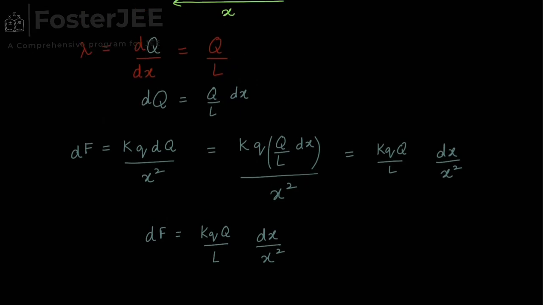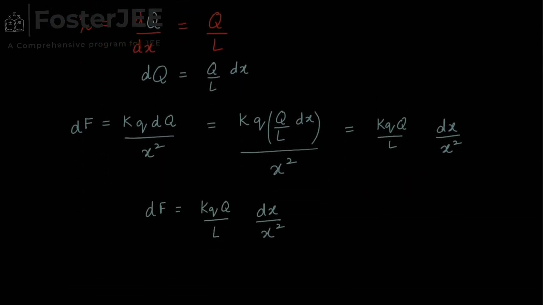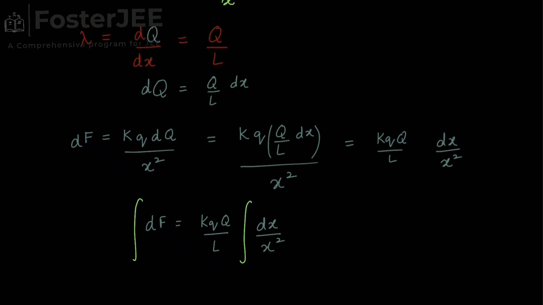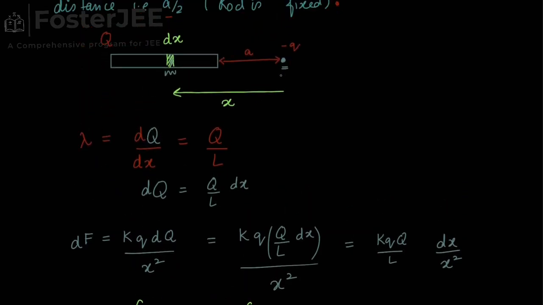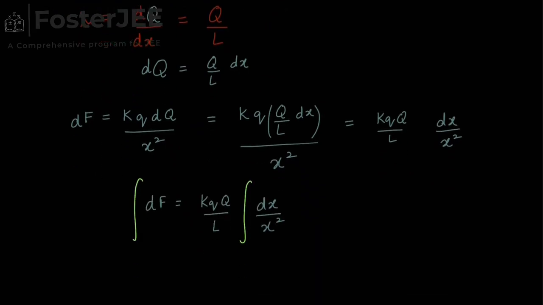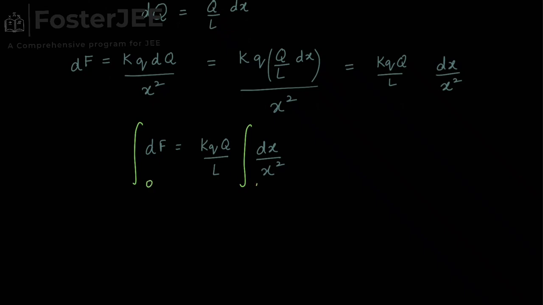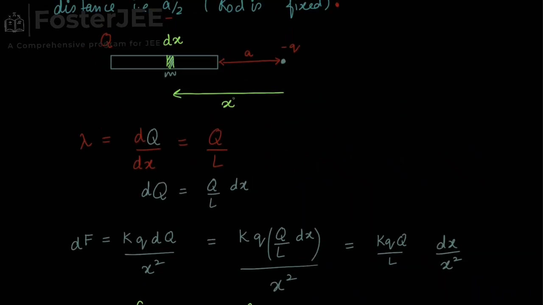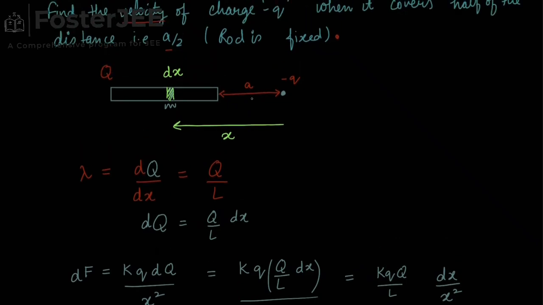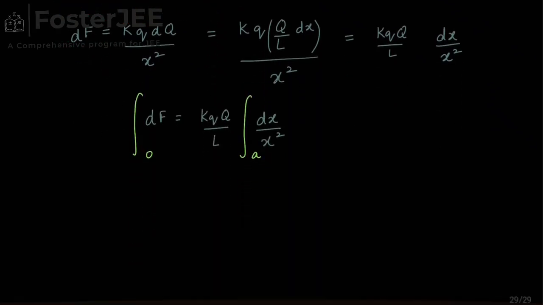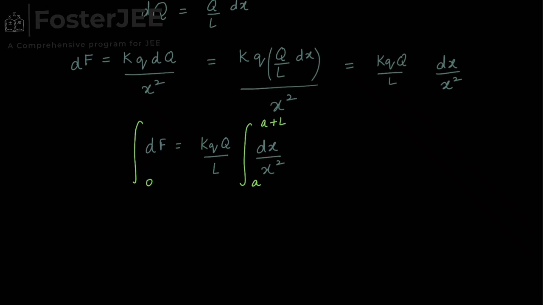Now we have to integrate this equation, so be careful about the limits. When x was a, no element of the rod was being covered. So the total force of attraction between these two bodies will be 0. Why? Because x is a. And when x becomes a plus L, that is this whole length, then the whole length of the rod will be covered, and in that case the force would be the total force, and that would be F net.